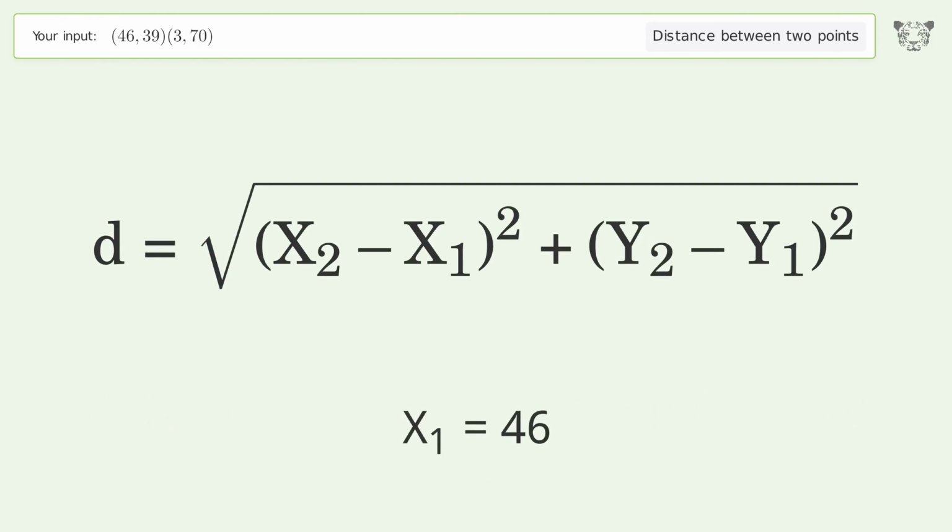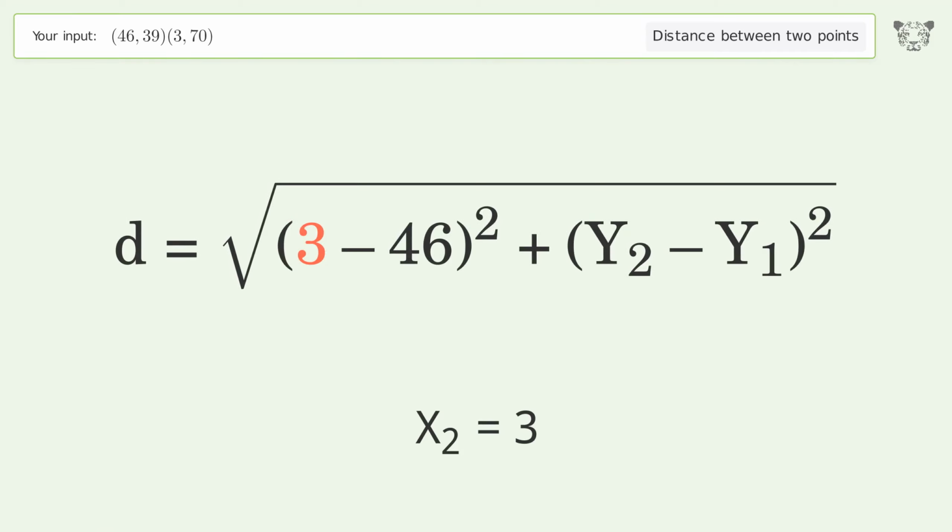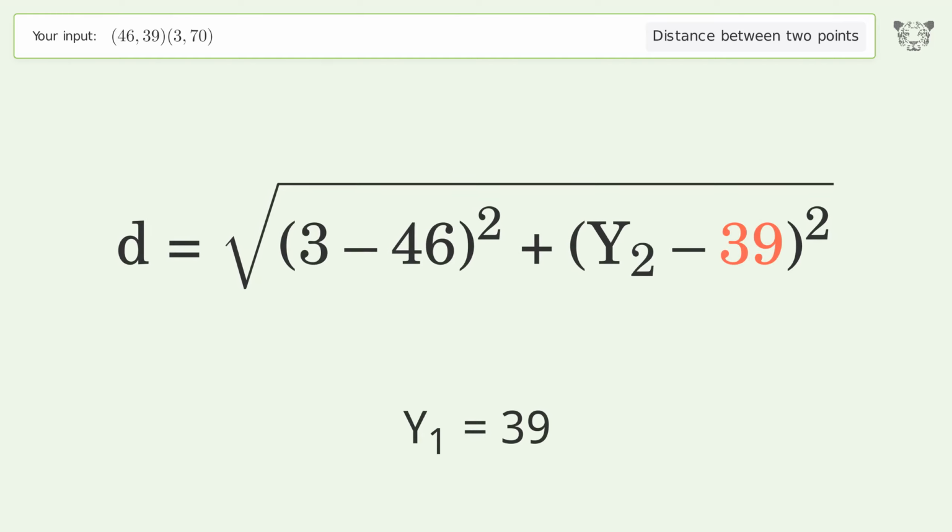x1 equals 46. x2 equals 3. y1 equals 39. y2 equals 70.